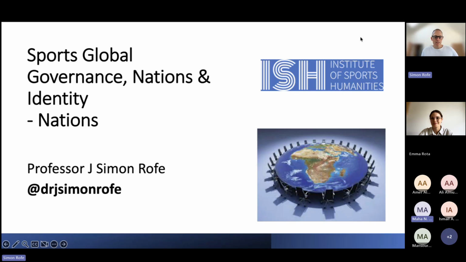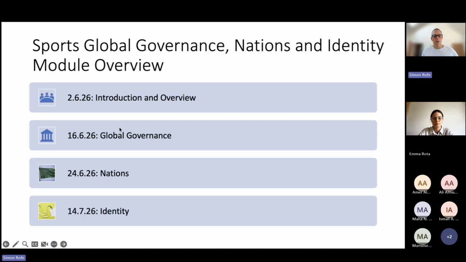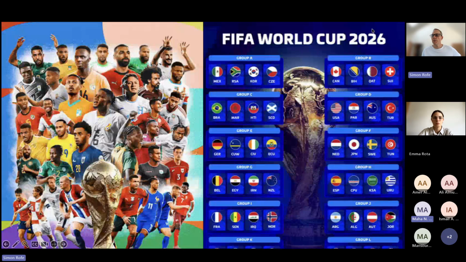So just by way of kicking us off, here we are in the third of our 4 sessions. Today's emphasis is looking particularly at nations. Let me just share this slide to start with. Take a moment to look at these 2 images side by side.